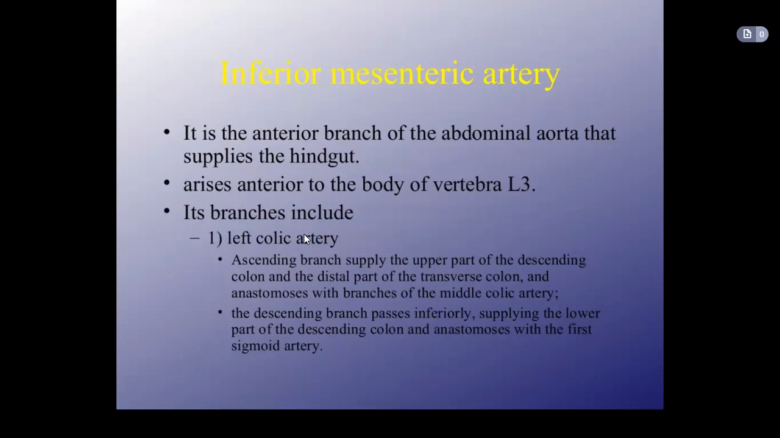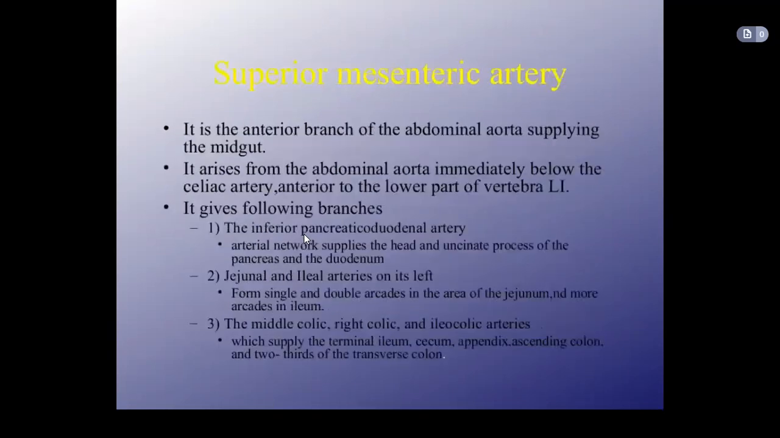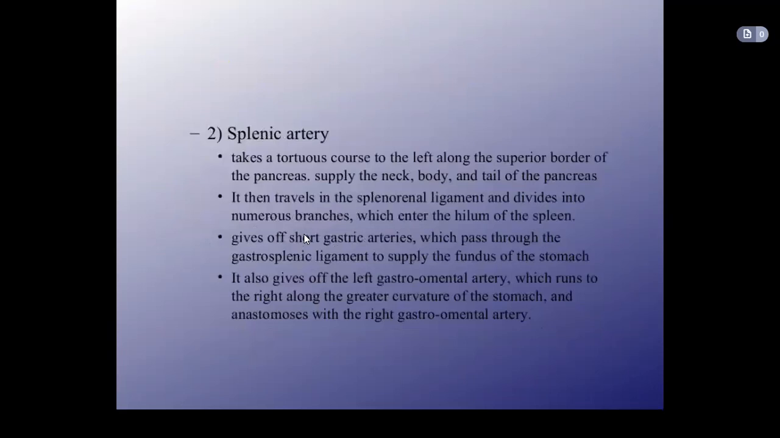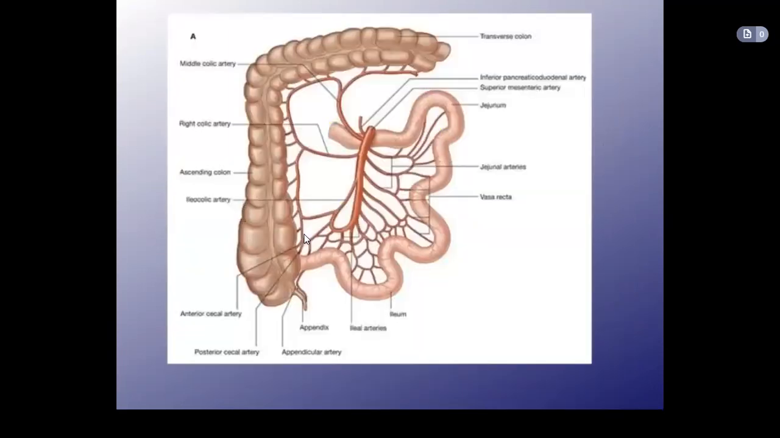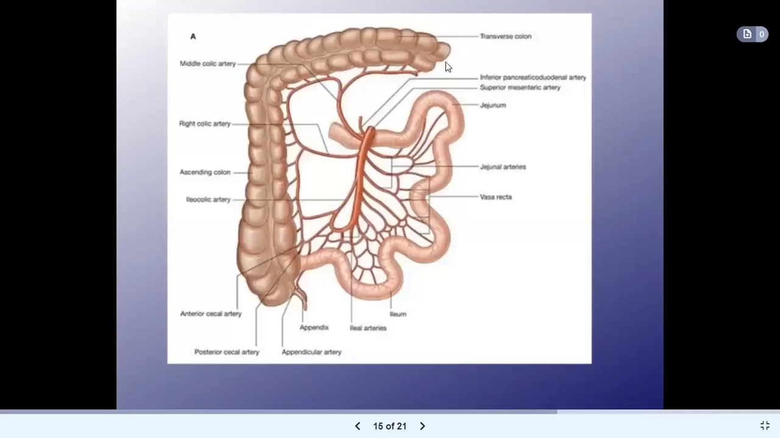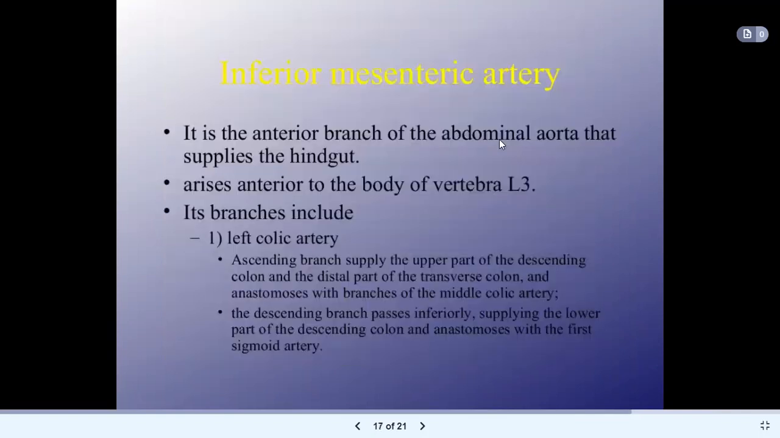So there was a diagram I saw earlier. Let me see if I can see the diagram again. Okay, this diagram, this one, we are supposed to have our descending colon down here, and then our sigmoid colon and our rectum. So all the blood vessels we mentioned now would supply that part.